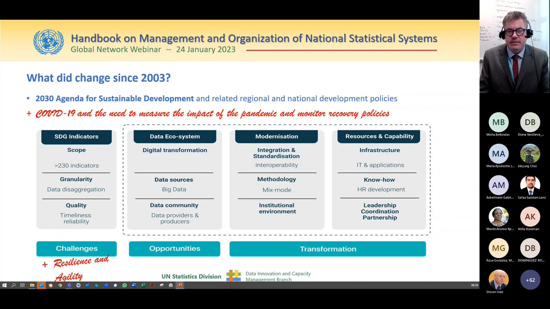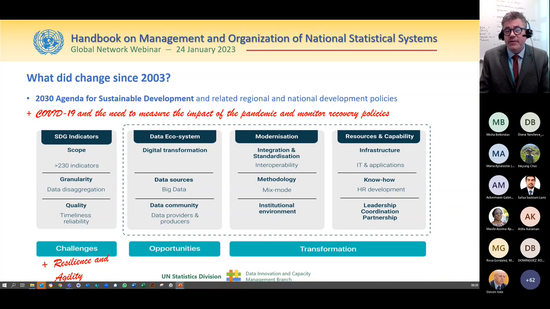And then if you think a bit about that, we have on one side, the left side, the stress on the demand. And this stress is on us, is the scope with the 230 indicators, but even more because of COVID-19, the granularity, or what we sometimes call data disaggregation, and the quality. And among them, timeliness is an important one. We want to have data now and not data from yesterday.